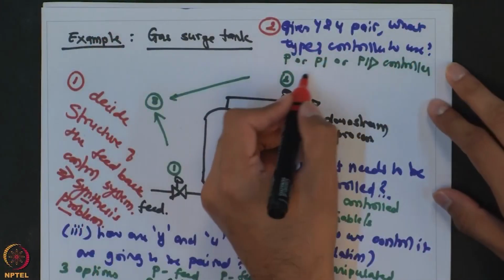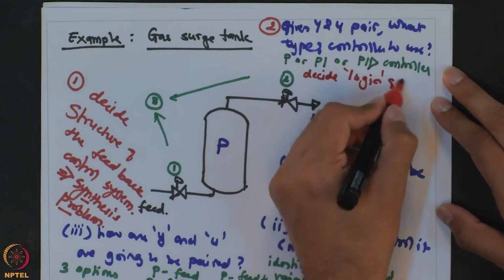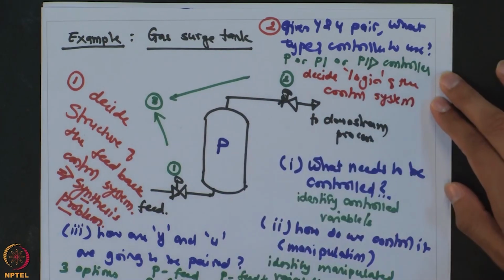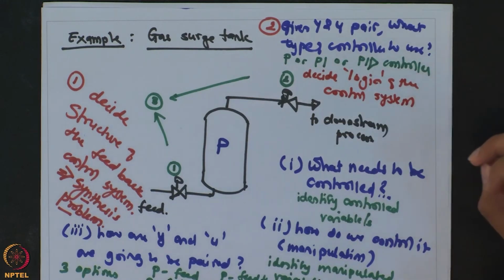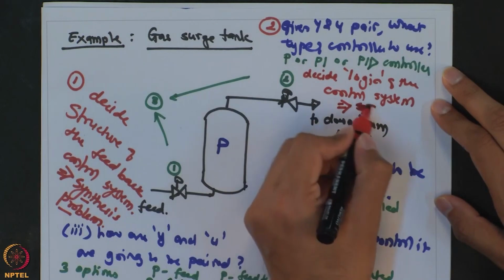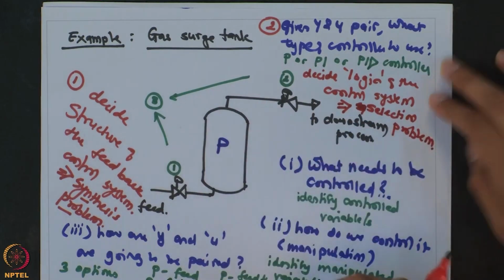This particular problem decides the logic of the control system. Depending on whether you have a P, PI or PID controller, they have different logic. P controller penalizes only the current error, PI controller will have current and past contributions, PID will have past, present and future contributions. So all these will decide the logic of the control system, and this particular problem is known as the selection problem. So this is the second problem.